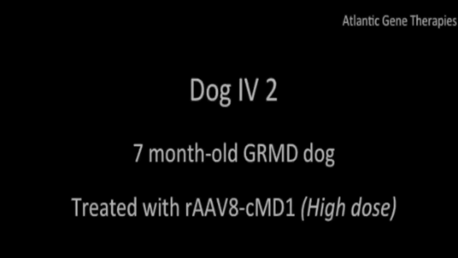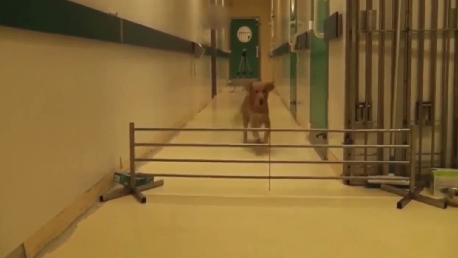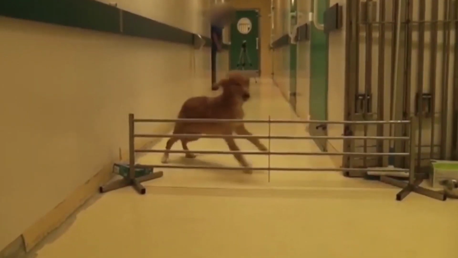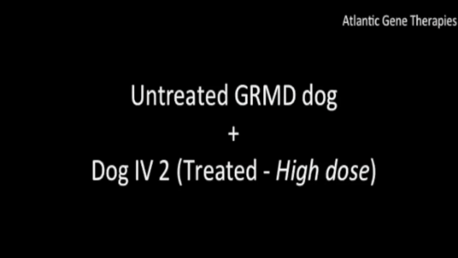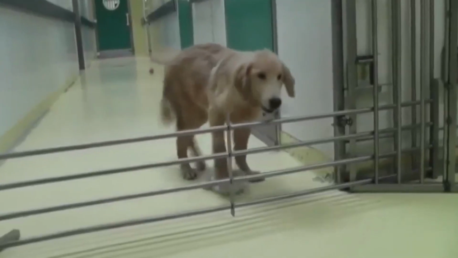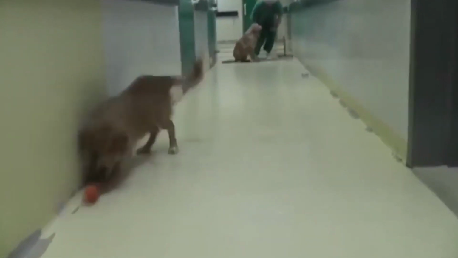Here is a 7-month-old high-dose treated. Obviously a different manner of running. Okay, not an issue. So putting the 2 side by side, it's easy to see which is which. So this is the untreated. Now dogs are smart. You notice how he does that little butt check? Yeah, okay. All right, so here's the treated and here's the untreated doing his best to catch up.